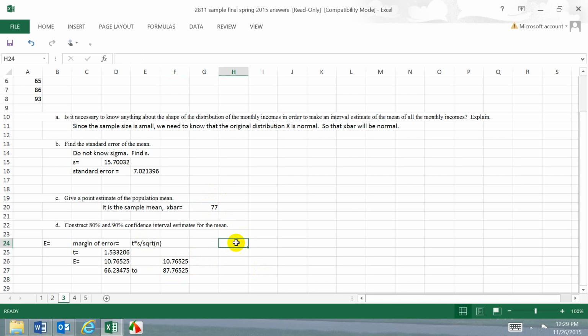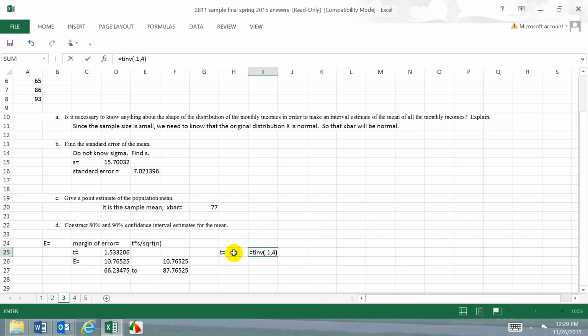Now, that's for an 80%. For a 90%, all we have to do is get a different value of t. So for a 90%, t is equal to t inv of 90%. So 1 minus 90% is 0.1, and again it's 4 degrees of freedom.